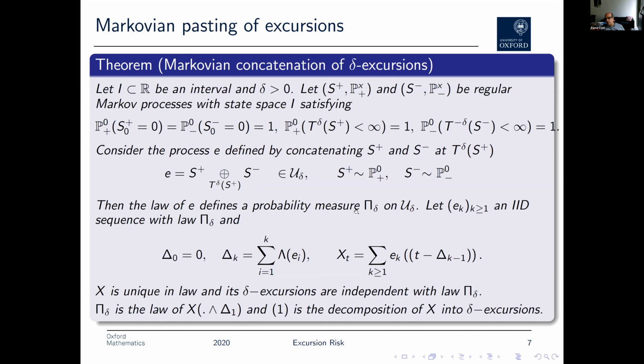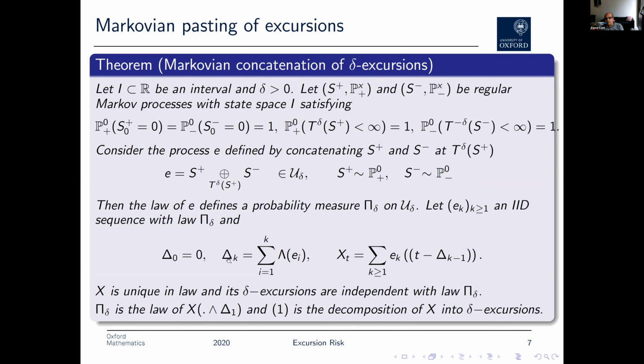So this law defines a probability measure, pi delta, on the space of delta excursions. And now I make independent copies of this. I take a family of IID variables with this law pi delta, E_K. So E_K will be the kth delta excursion of my process. And then I will paste them together.